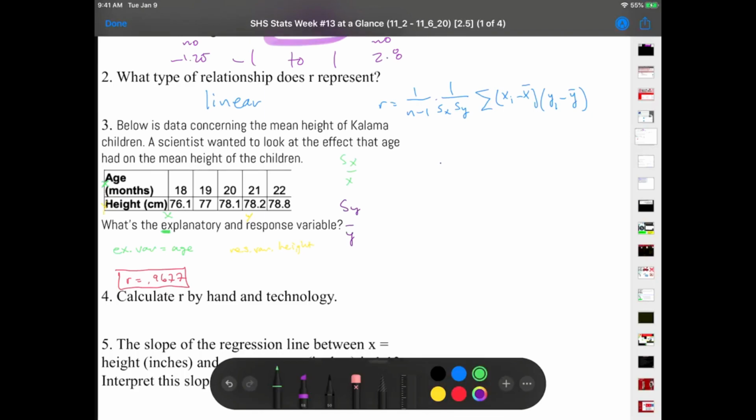Okay, so for Sx, I got 1.58 and x bar to be 20. And for the second list, we got the average to be 77.64 and standard deviation to be 1.08. Remember, the n value is how many people you have in this list, so there are 1, 2, 3, 4, 5 people, so n equals 5.